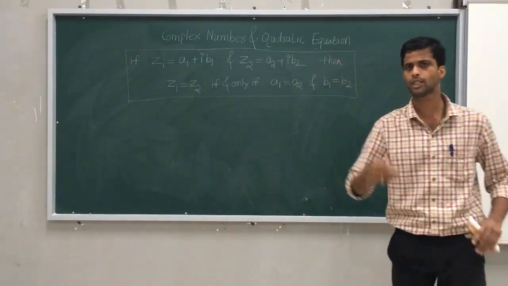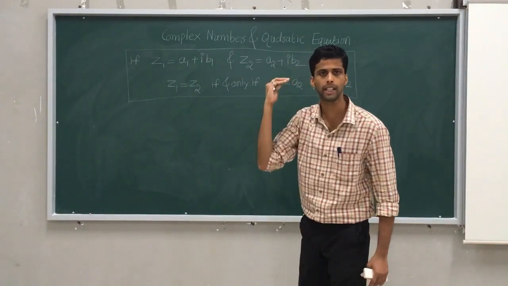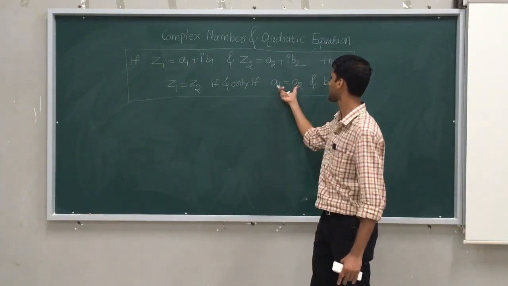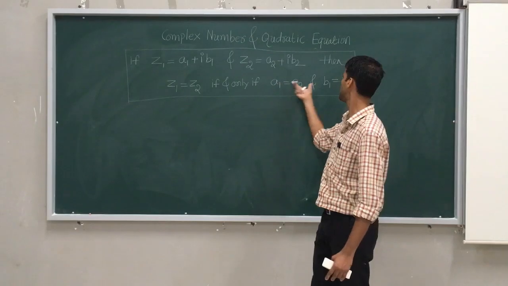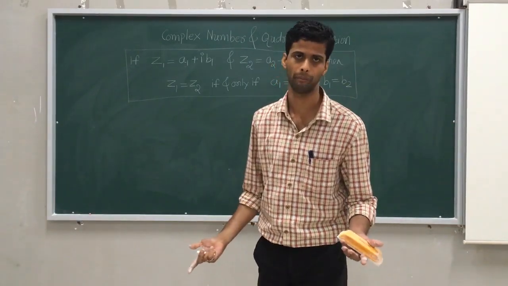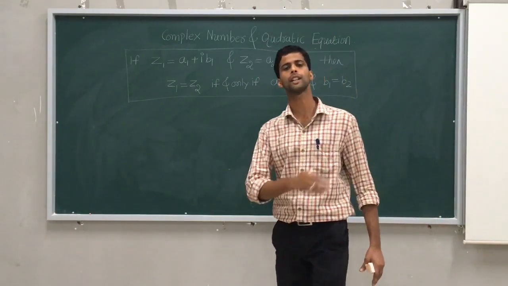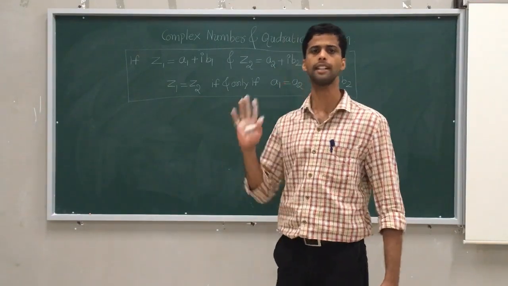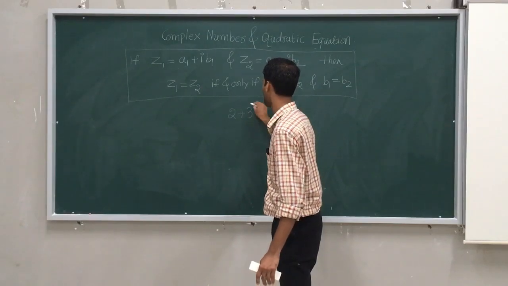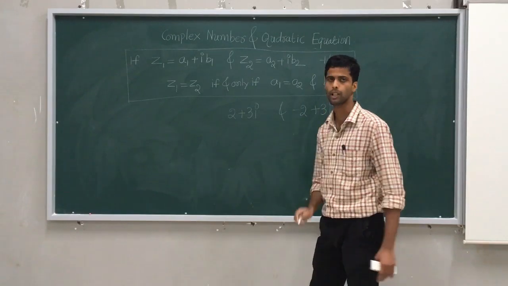But how to tell it shortly? Two complex numbers are said to be equal if and only if their corresponding real parts and imaginary parts are equal or are same. Therefore, two complex numbers are same if and only if their corresponding real part as well as corresponding imaginary part are equal. With this I can say 2 plus 3i and minus 2 plus 3i are not equal complex numbers.